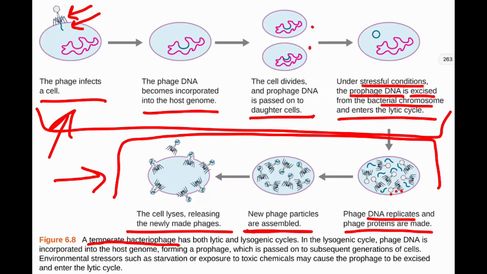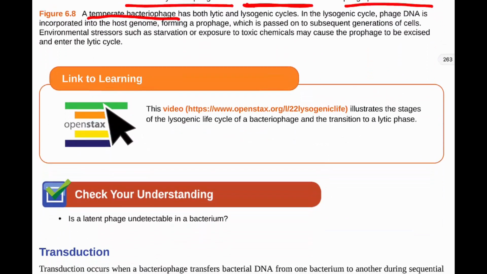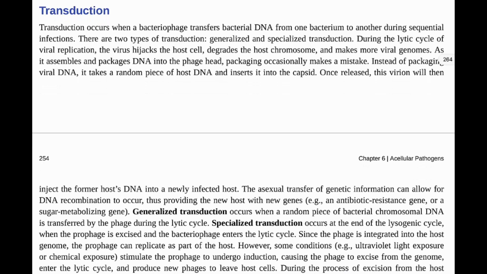All right, so then another important thing that has to do with these viruses and infecting of bacterial cells is seen in transduction. So transduction occurs when a bacteriophage transfers bacterial DNA from one bacterium to another during sequential infections. Okay, so there are two different types of transduction, and we'll look at these a little bit closer. So there's generalized transduction and specialized transduction.